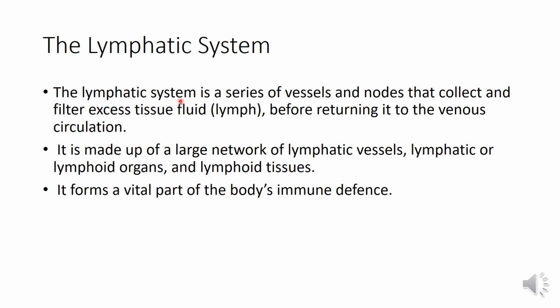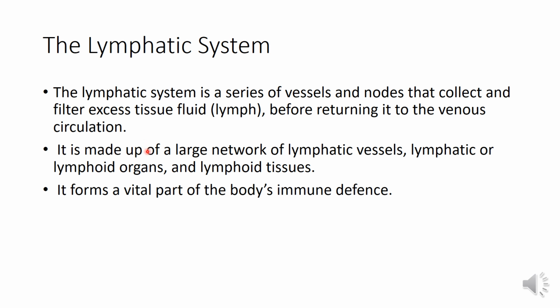The lymphatic system is a series of vessels and nodes. What do these vessels and nodes do? They collect and filter excess tissue fluid. This excess tissue fluid is called lymph. Then it is returned to the venous circulation.